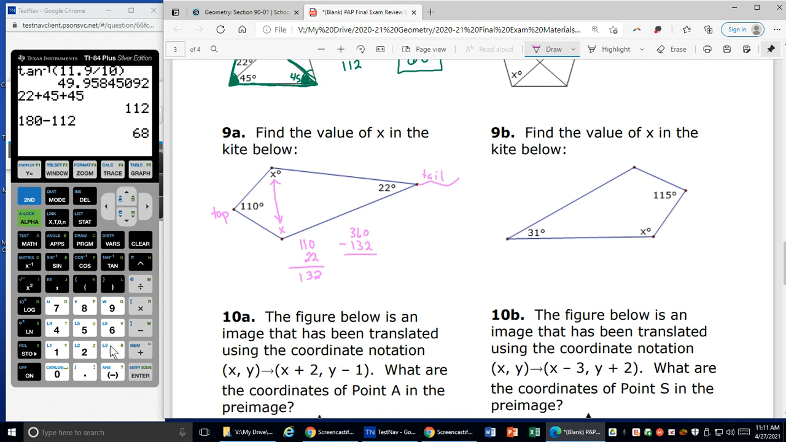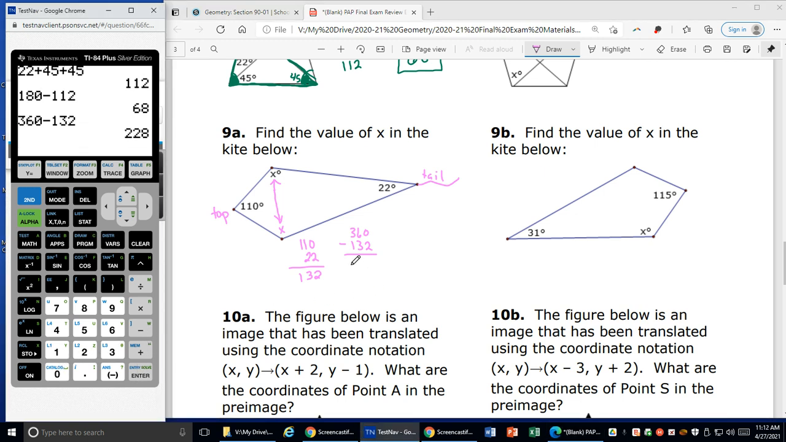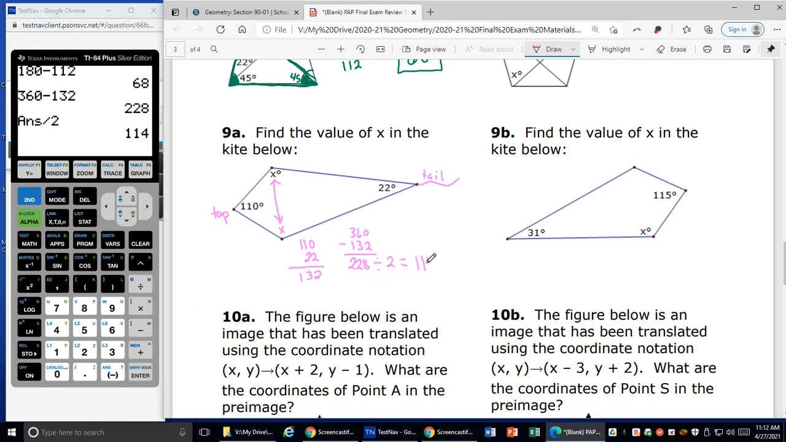So that's going to be 360 minus 132. Says I have 228 degrees left for these side angles. These side angles are the same. So if I make that into two equal angles, then each angle is 114 degrees. So this angle is 114 and this angle is 114.